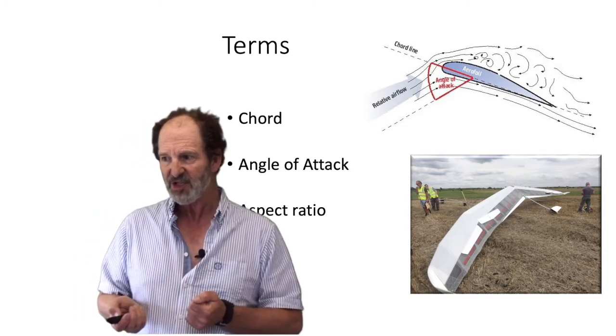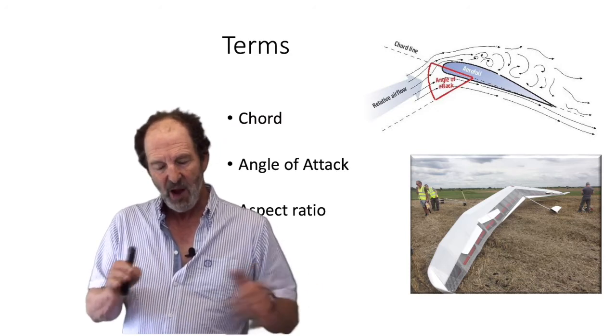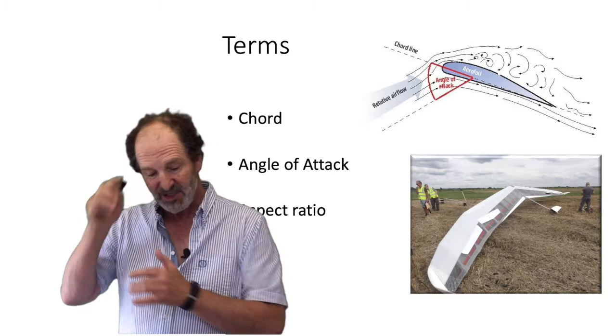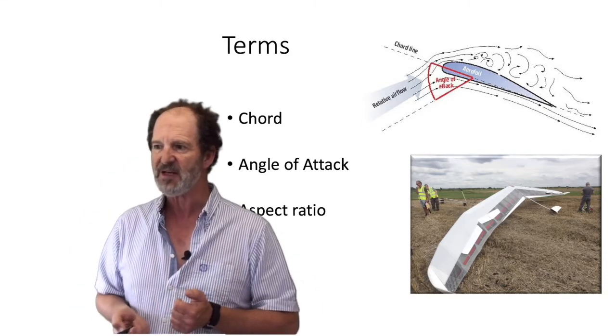It's a measure of the shape. So it's low stability, high performance is the high aspect ratio, and higher stability and easy handling, but lower performance for a low aspect ratio glider.